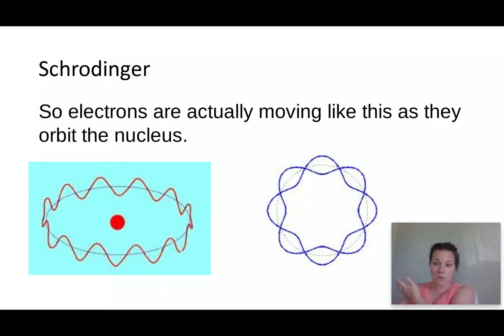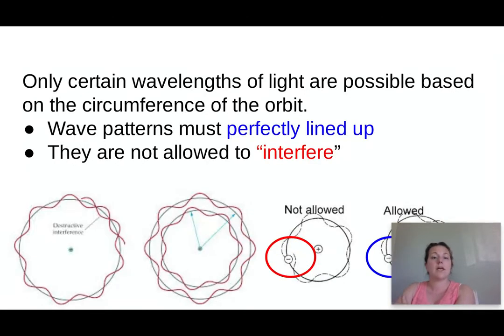So there's a couple of rules with this Schrodinger's thoughts here. He says that only certain wavelengths of light are possible based on the circumference of an orbit, because our wavelengths have to perfectly line up. They're not allowed to interfere. So if you look at the pictures on the slide, in blue, the wavelengths perfectly line up.